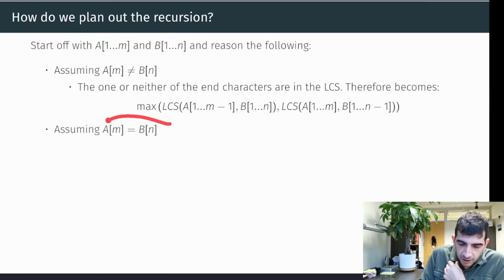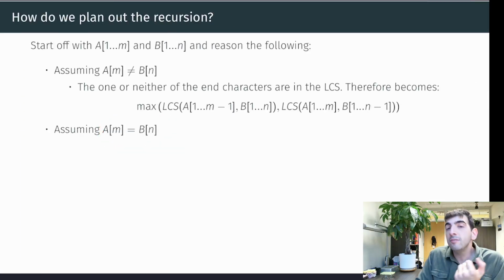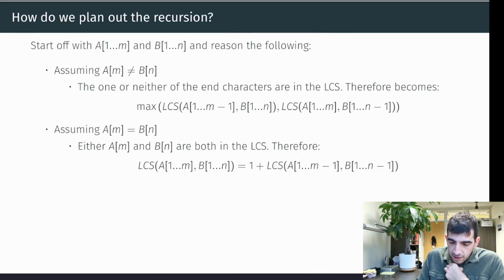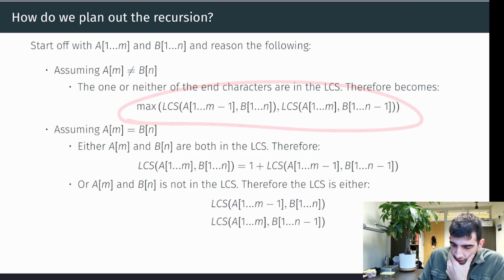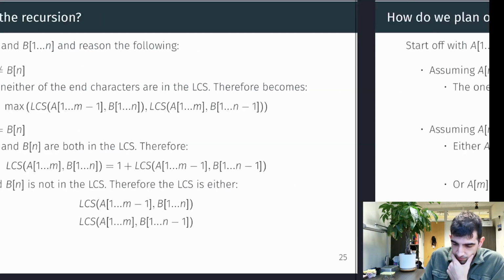Next, what if the two characters are equal? Then we have a choice to make. If the two characters are equal, it's possible that they're both part of the longest common substring. In which case the longest common substring would simply be 1, i.e. the two equal characters, plus the longest common substring of the prefixes of both strings. Or A_M and B_N are not part of the longest common substring. In that case, we do the same thing as we did here. We basically either assume that the last character of A is not part of the longest common substring, or the last character of B is not part of the longest common substring.